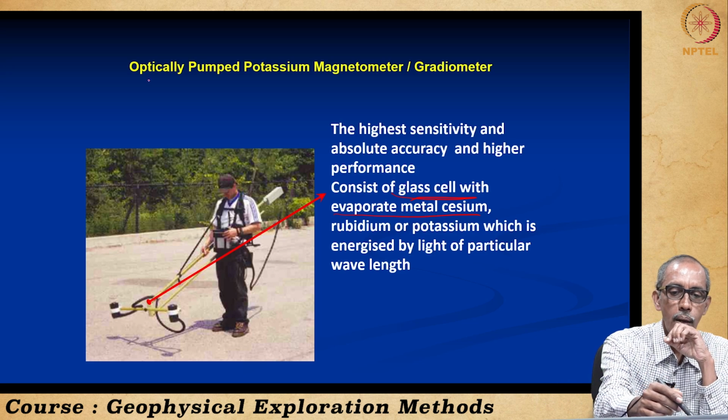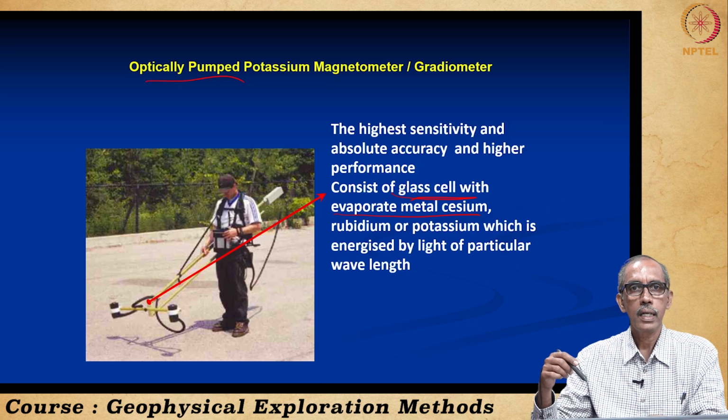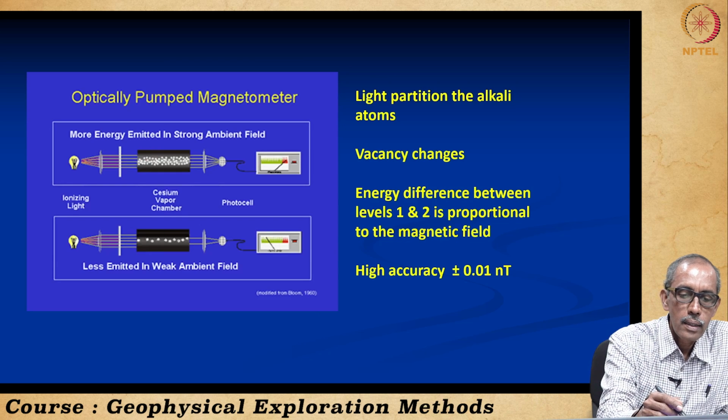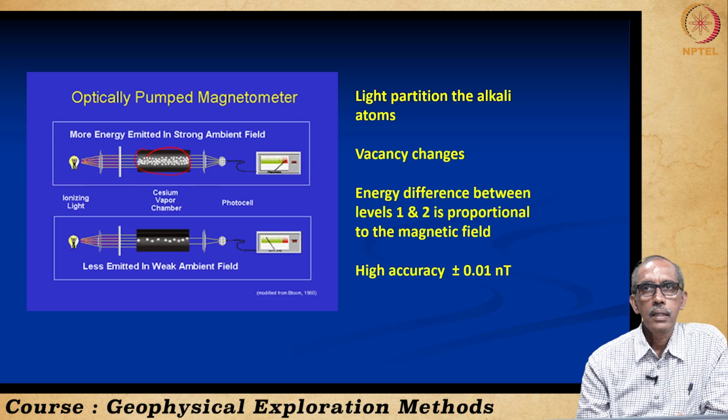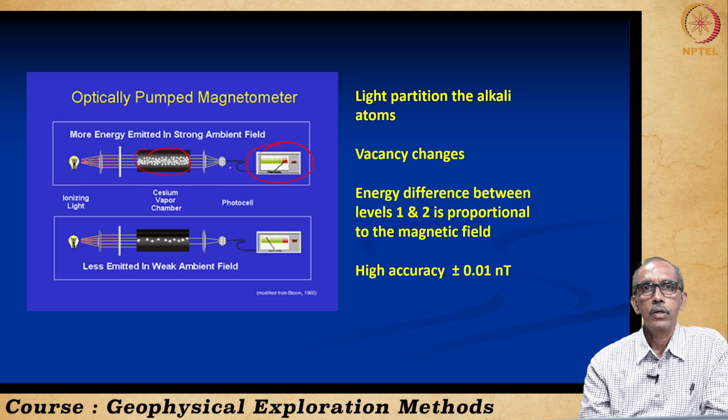That is why it is called optically pumped, right. Light of a particular wavelength, which we can understand in the next diagram. Right here we can see this is the vial containing the evaporates, and the light which is passed through this is of a particular wavelength. So, when the light is passed through this, depending upon the prevailing ambient magnetic field, the energy will be emitted and measured by the magnetometer.